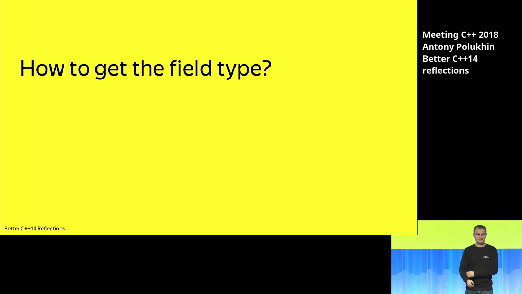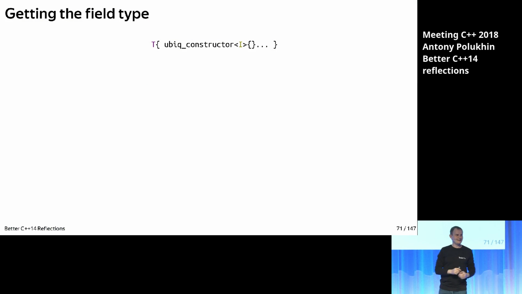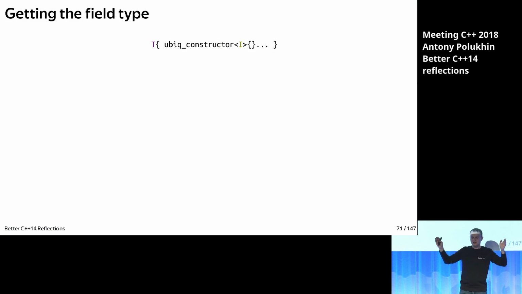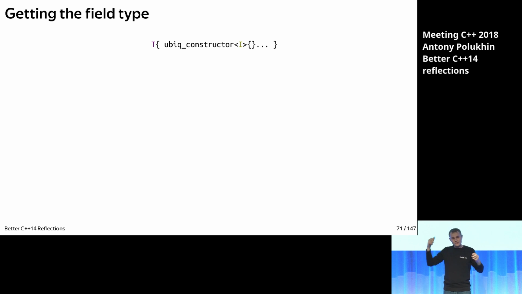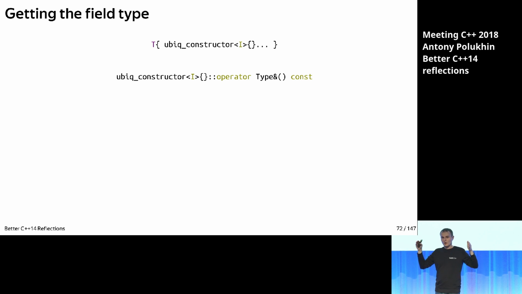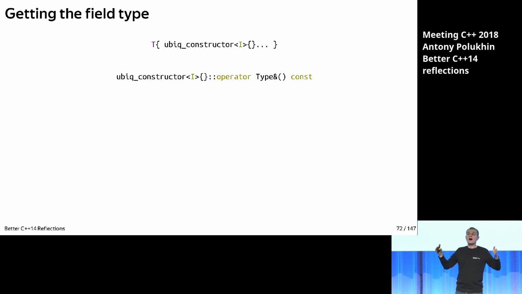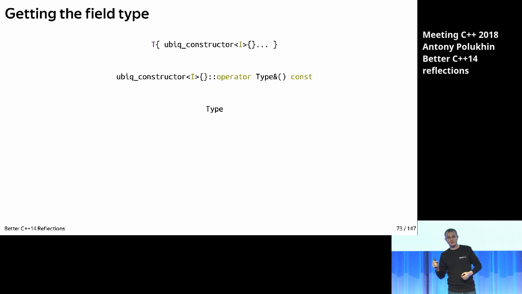Now, how to get the field type? OK, no one saw my old presentation a few years ago. Great. So here's the idea. We've got that aggregate initialization of user-provided structure T with some instances of UBIC. During that aggregate initialization, an implicit conversion operator is called for the UBIC. And inside that implicit conversion operator, we know the type. It's the type of the field.